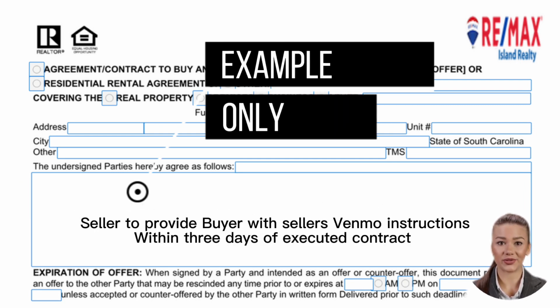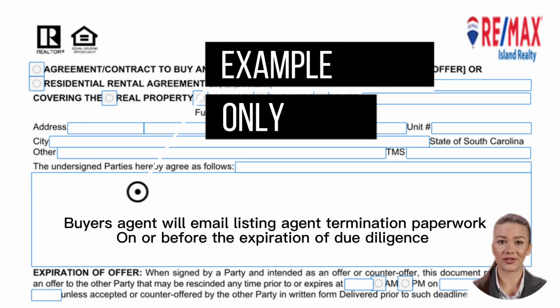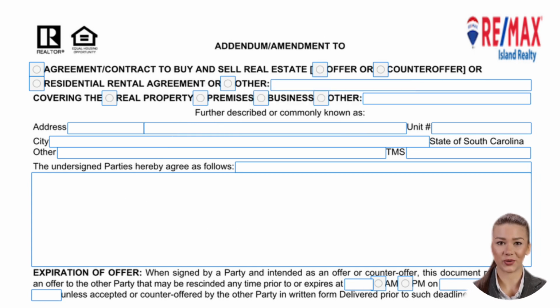Seller to provide buyer with the seller's Venmo instructions within 3 days of this contract being fully executed. Buyer will pay the termination fee on or before the due diligence expiration date, if the buyer elects to terminate the contract. Buyer's agent will email the termination forms 313 and 518 to the listing agent on or before the due diligence expiration date, if buyer elects to terminate this contract during the due diligence time period outlined in the contract of sale. This language is clear and all parties know how the paperwork and fee will be sent if the buyer decides to terminate the contract.